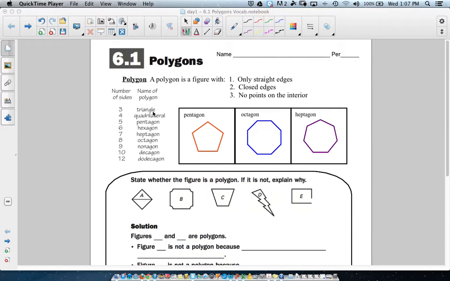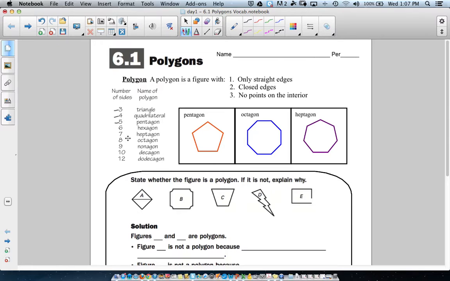Polygons. First off, let's start with some naming of polygons. You can see right here, three sides of a polygon is a triangle, 4 is a quadrilateral, which we also know as a square or rectangle, 5 is a pentagon, heptagon, hexagon, octagon, decagon, and so on. You can read those. These will be on your test, so you will need to memorize these basic ones right here, 3 through 10 and then 12.